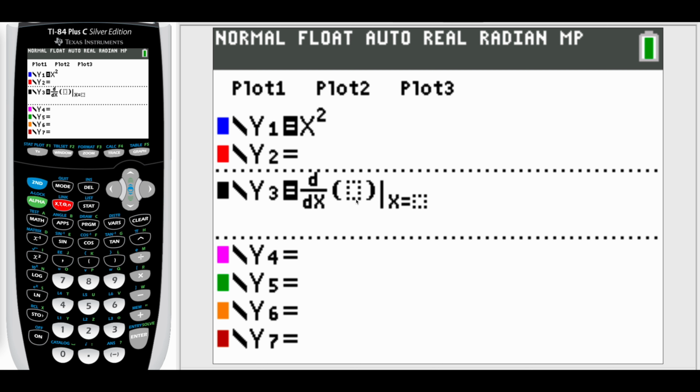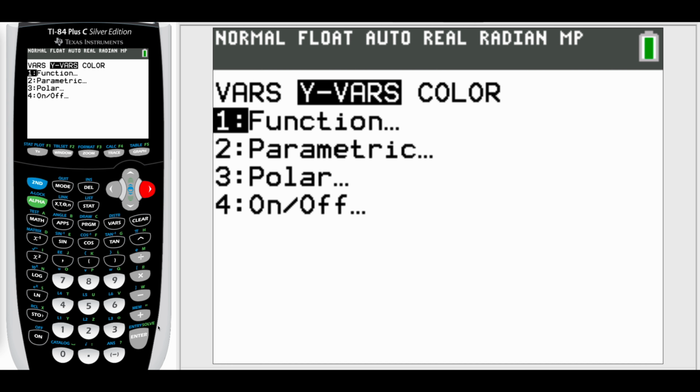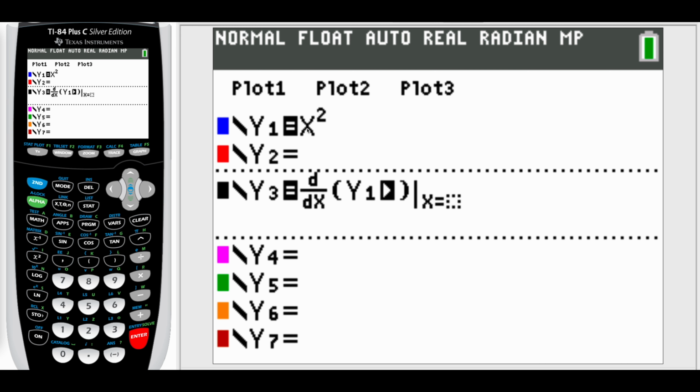Now I want to put x squared here, but instead of having just x squared here, what you can do is just put this y sub 1. So it says y sub 1 here. If you hit vars and then arrow over to the right and it says function, you could pick whichever y value you want. So say I wanted to do y sub 1 here, and now it's going to do the derivative of whatever is in y sub 1.